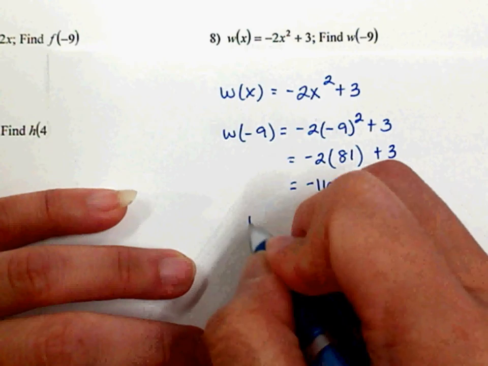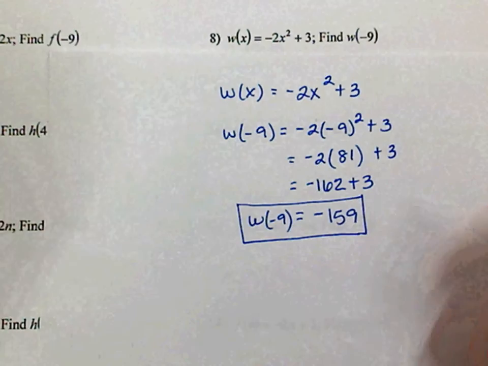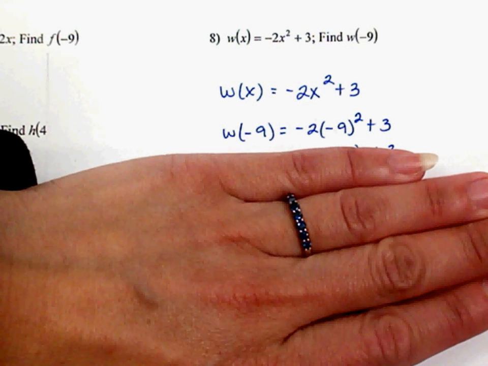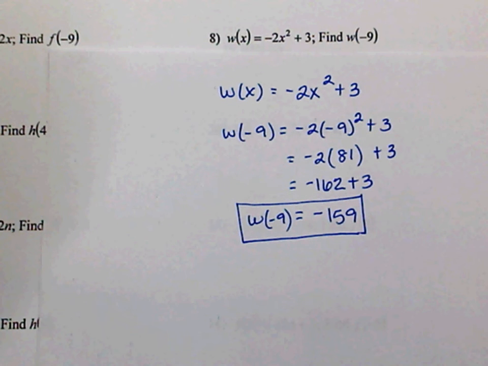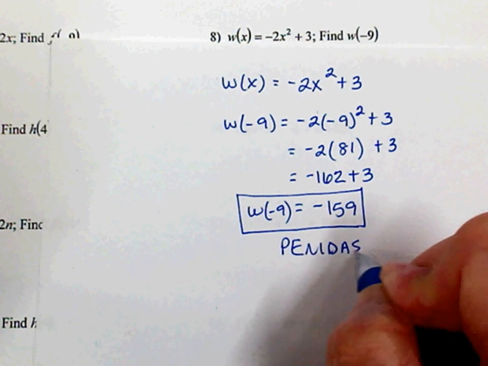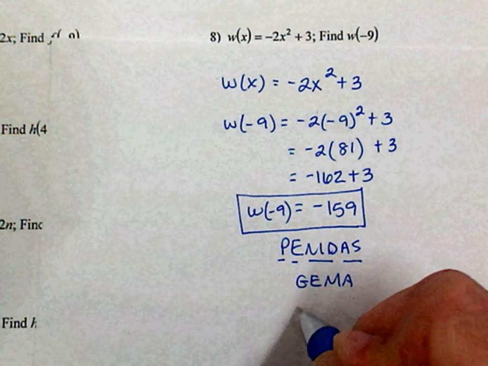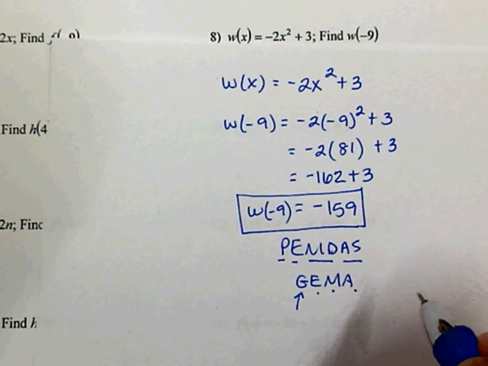So when x is negative 9, my solution is negative 159. That is the work I need to see. I do not want you to type that in the calculator and just give me an answer. Repeat. Show me that you understand order of operation. And the reason I need you to do that is because later on I'm going to add x and y, and you have to know how to do order of operation. Okay, and if you forgot, some of you learned it as PEMDAS, parentheses, exponent, multiply, divide, add, subtract. Some of you learned it as GEMA, the grouping, exponent, multiply, divide, and then add, subtract. You have to know that order of operation. All right? Okay, let's do another one.